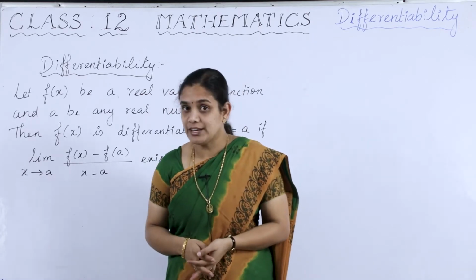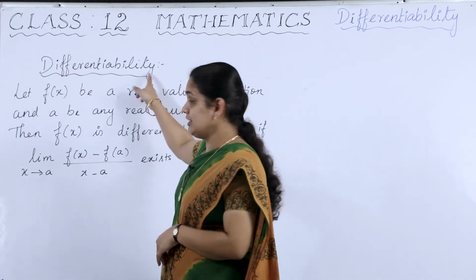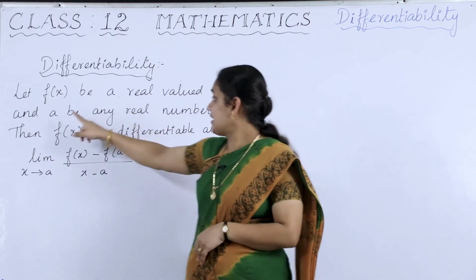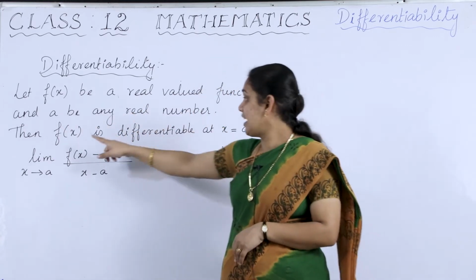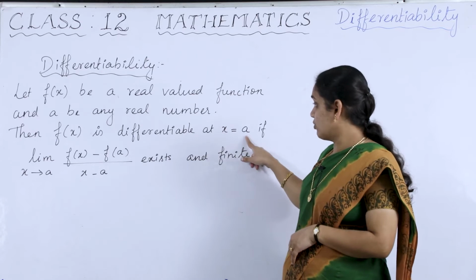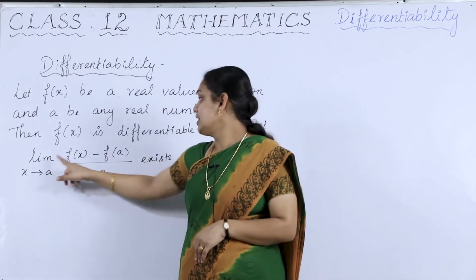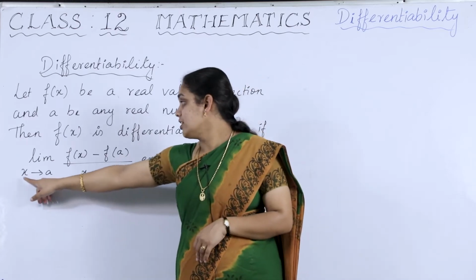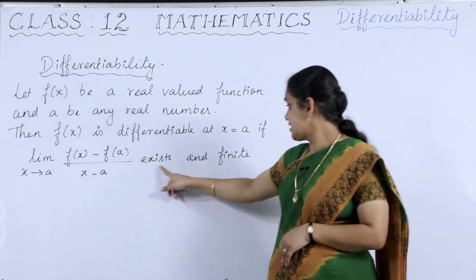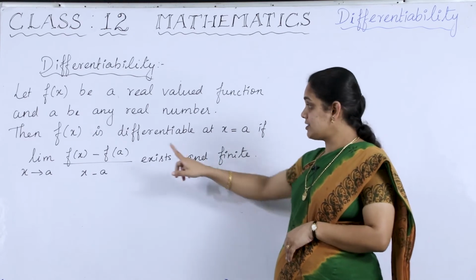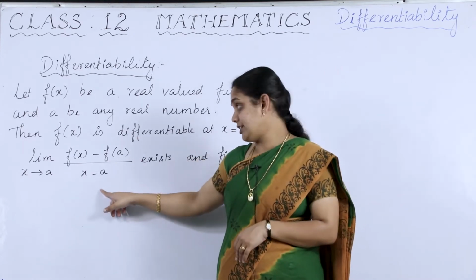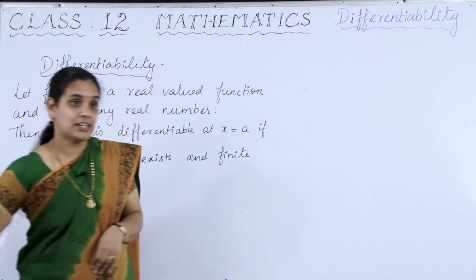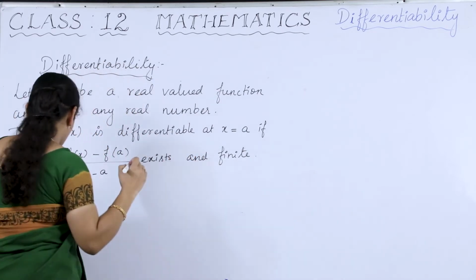In the last session, we learned the definition of differentiability. Let us have a small recap on it. Let f(x) be a real valued function and a be any real number, then f(x) is differentiable at x equal to a if limit (f(x) minus f(a)) by (x minus a), where x approaches a, exists and it should be finite. And we have seen how to find the left derivative and the right derivative as well. In this session, we will start with the geometrical interpretation of derivative at a point.